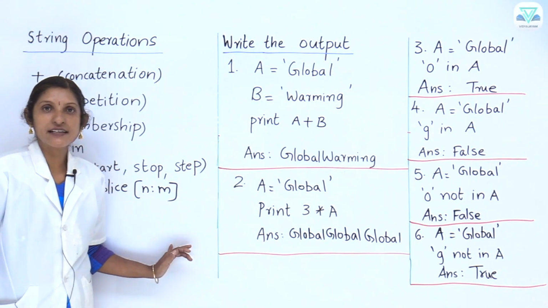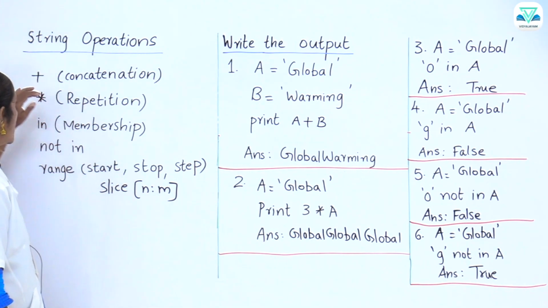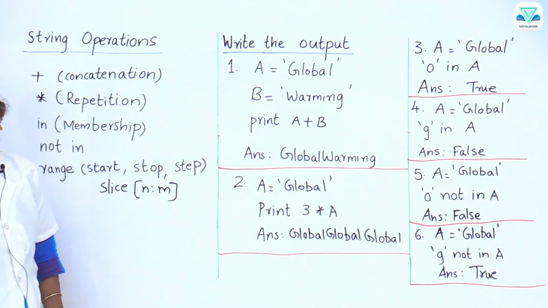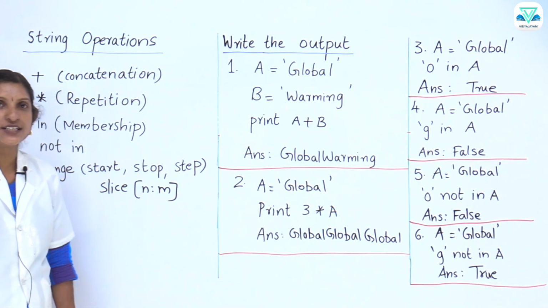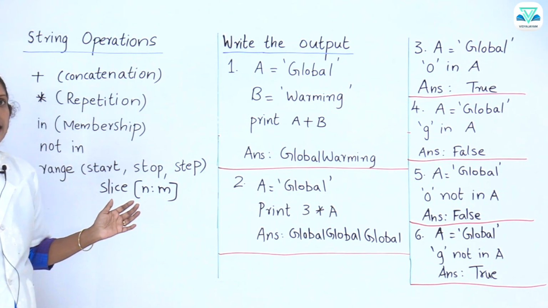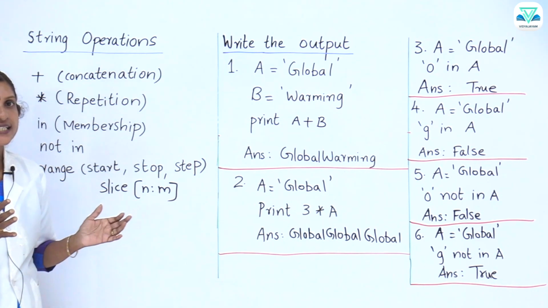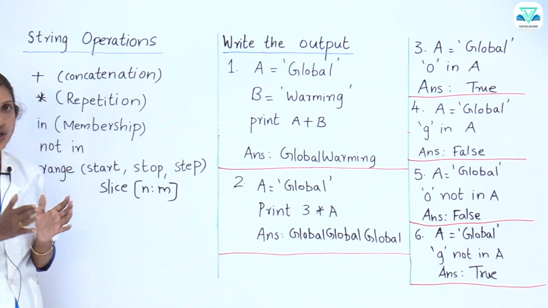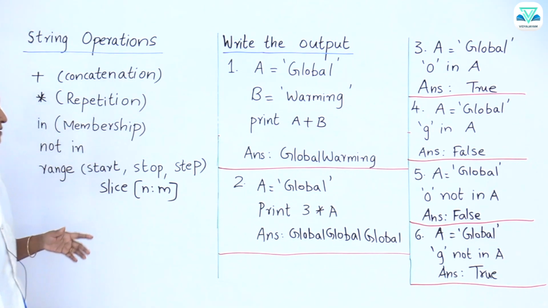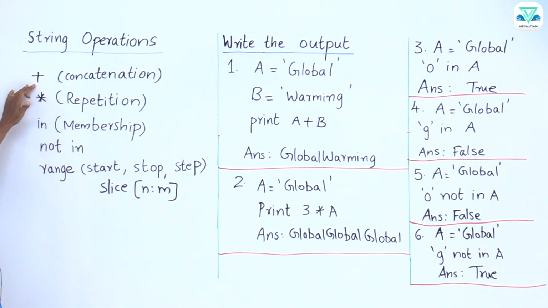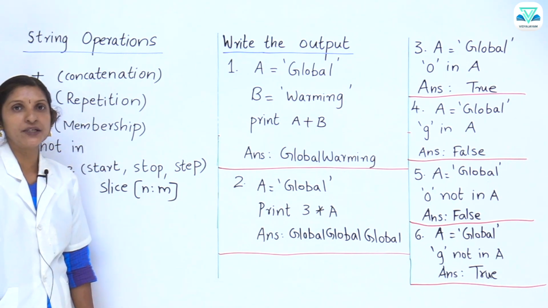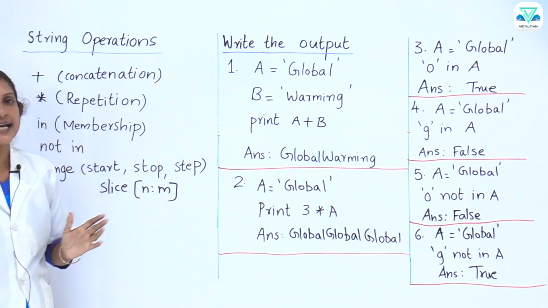Our next topic is regarding string operations. We have the plus operator for doing the concatenation. What is meant by concatenation? Concatenation means we are able to join the words which we have as a part of the string, and we can join them together without space. We can use the plus operator for that. Then comes the star or the asterisk sign, which is used to repeat the same word as many times as required.